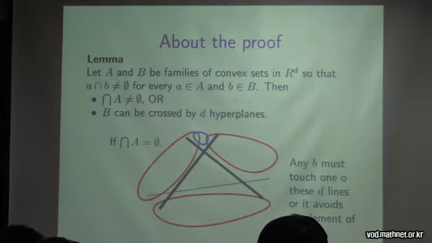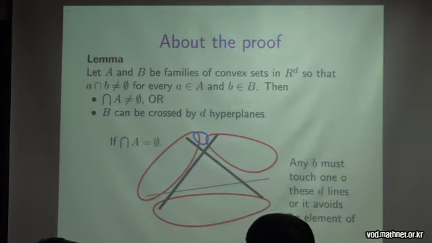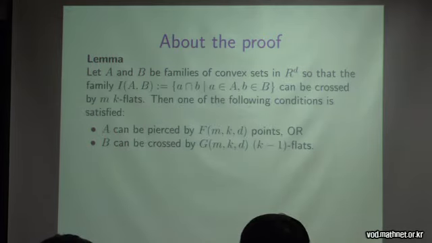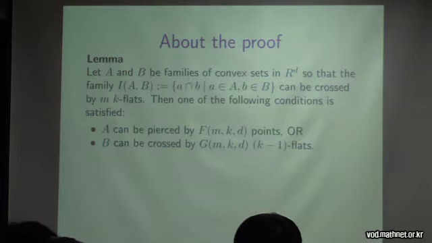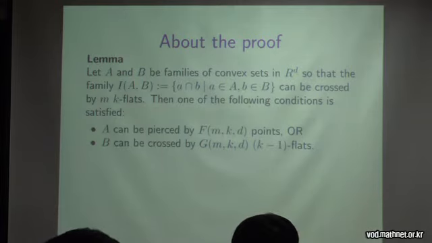Now, at some point in the proof, we're going to need a fractional version of this. And also, this is not really the lemma we want. The lemma we want is a bit more complicated. So I'm just going to state it, but it's a bit technical. So you have two families of convex sets such that the intersections can be crossed by a small number of k-flats. Now I know this looks a bit ugly, but I'll explain more in a second. And then you can conclude that either you can pierce the first one with few points, or you can cross the second one with few (k-1)-dimensional flats.